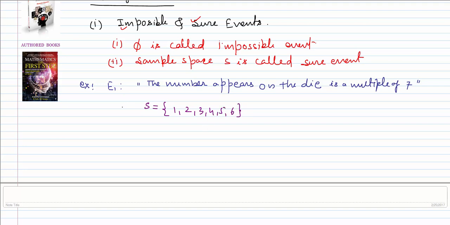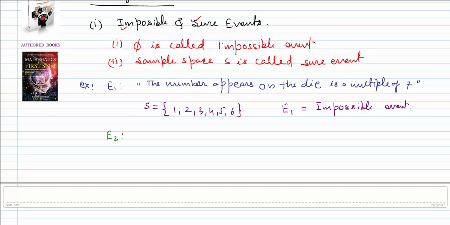So what do you think about this event? You will see there is no number which is a multiple of 7 that will appear on the die when the experiment is performed. So E1 goes under impossible event.